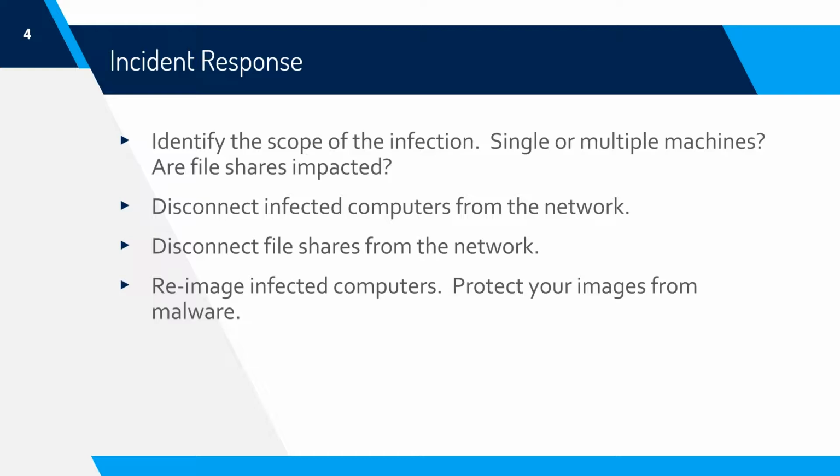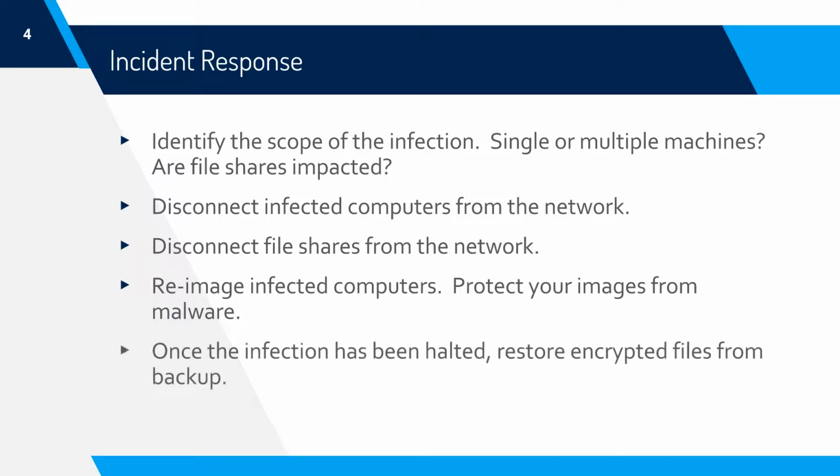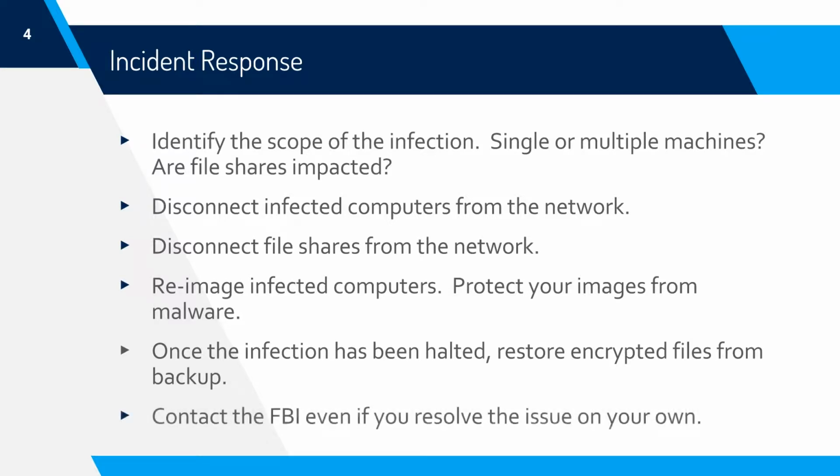That also means you want to make sure that your images are also protected from malware and ransomware as well. And once the infection has been halted, the machines have been scrubbed, and you can verify they're clean, this is the point at which you go ahead and restore your encrypted files from a valid backup. And last but not least, contact the FBI. Let them know you were attacked. Give them the particulars. They're gathering data on this, and it will help the cyber defense organizations to be able to eradicate these problems in the future.